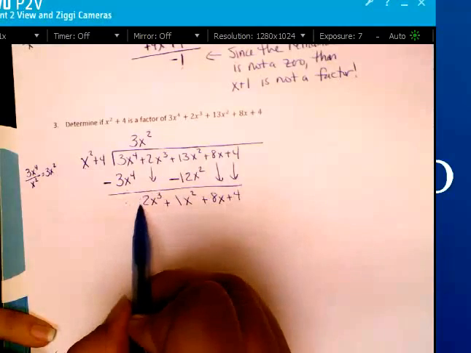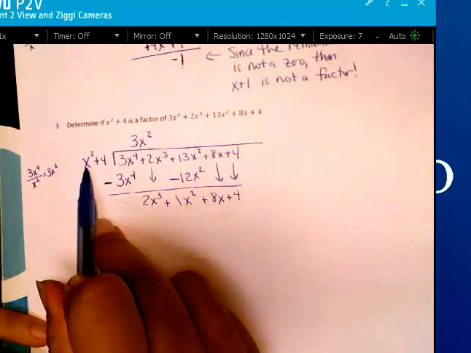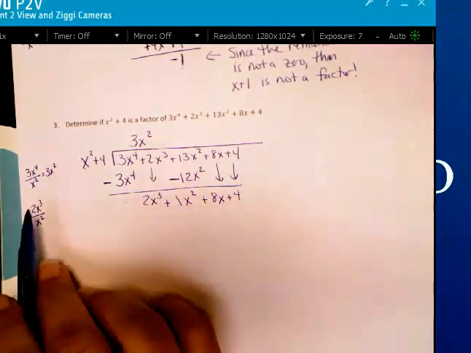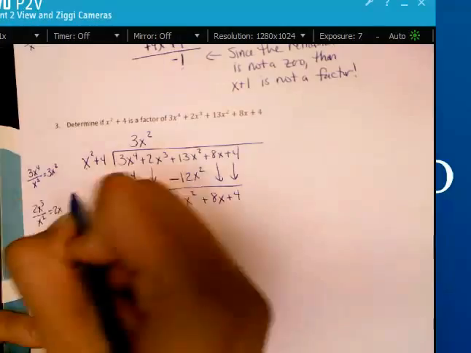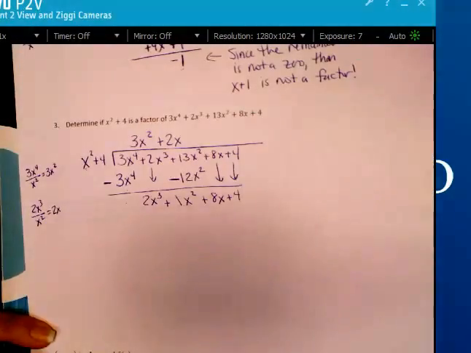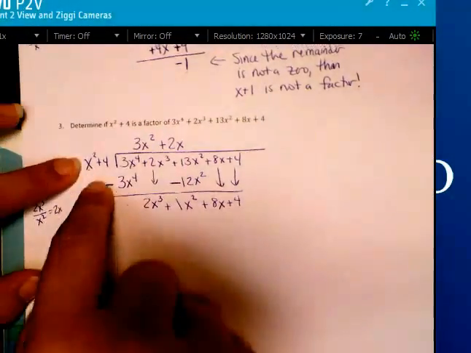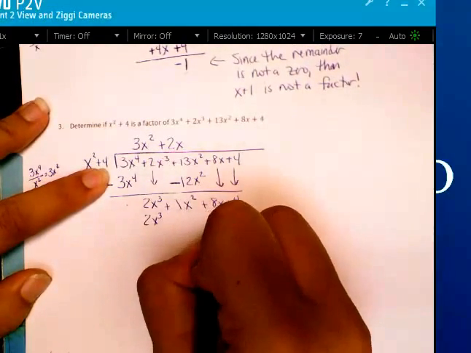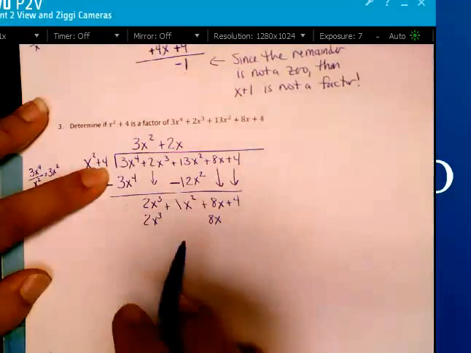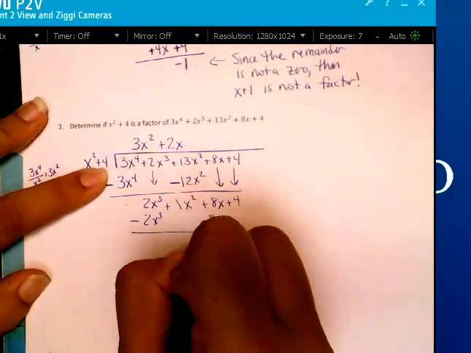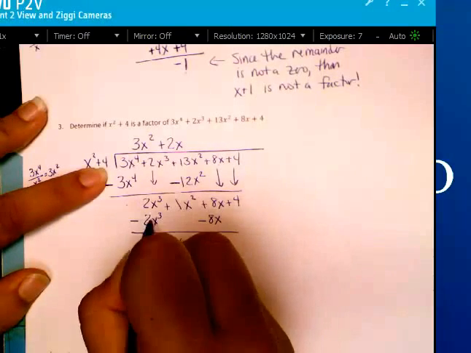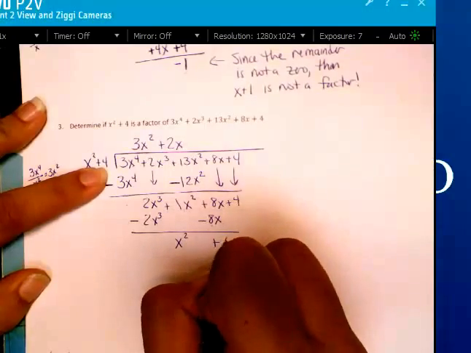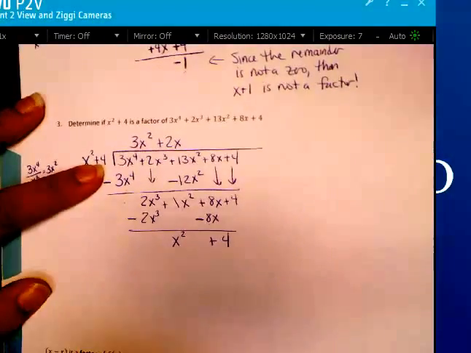Okay, so now we're going to take this as our first term. So we've got 2x cubed. We want to divide that by this leading term up here, the x squared. So doing that gives me 2x. That's the next term in my quotient. So 2x times x squared gives me 2x cubed. 2x times 4 gives me 8x. Again, I want to line up my like terms. Okay, and so we subtract those terms, and that becomes 0. This leaves us with x squared. This becomes 0. And then we have our plus 4 at the end.